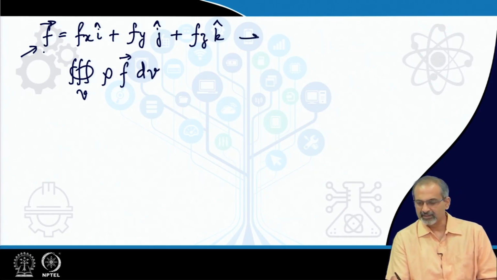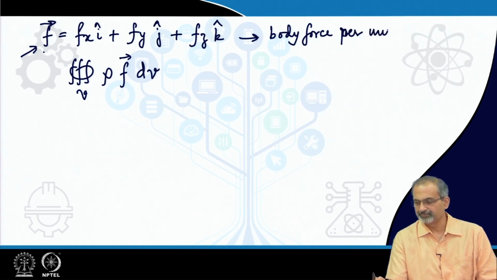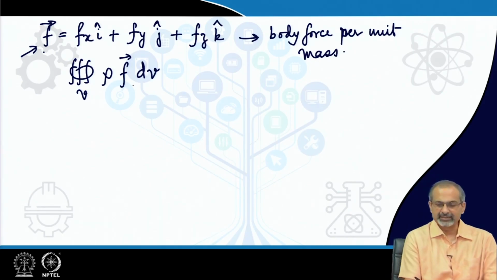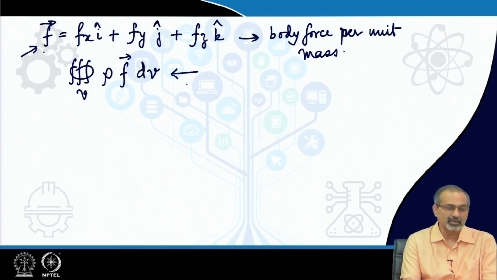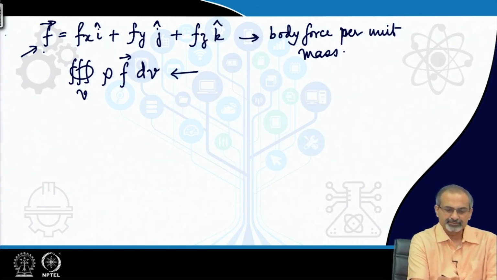So, F essentially is the body force per unit mass, and you are trying to integrate its effect over the total mass contained in the control volume. That is how you would indicate the total contribution of a body force field.